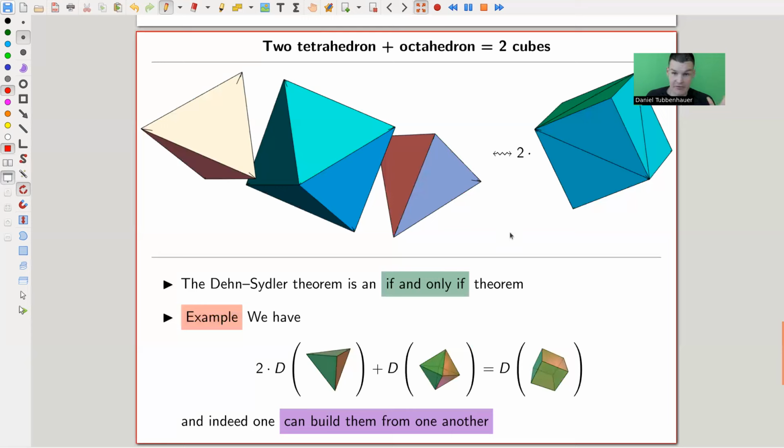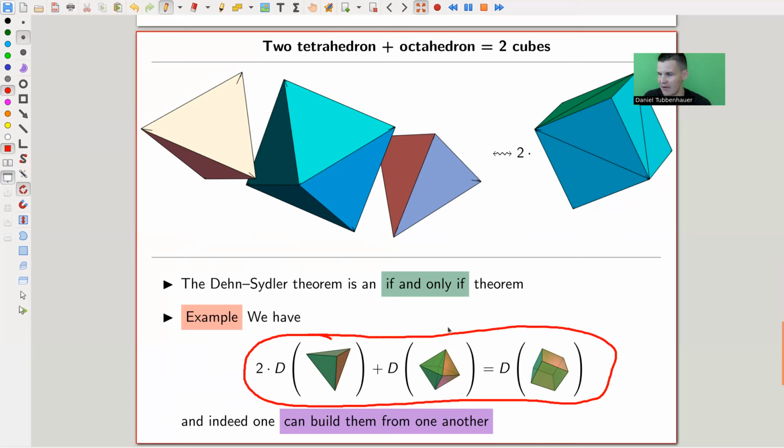So here I'll show you in a second a nice animation, which I'm not the author of, it's linked in the description. You can have a look. You can't rearrange a tetrahedron into a cube, but you can rearrange a tetrahedron and an octahedron into a cube. And it actually turns out that if you take the Dehn invariants, you get this linear combination: twice the tetrahedron plus the octahedron is the cube. And so, by the if and only if theorem, you should be able to rearrange one into the other.